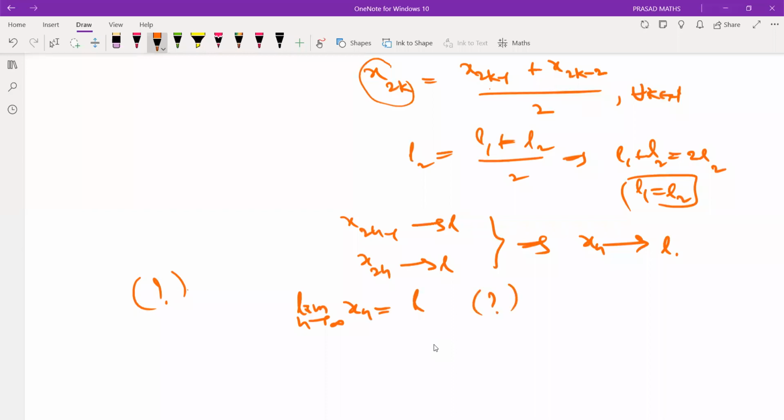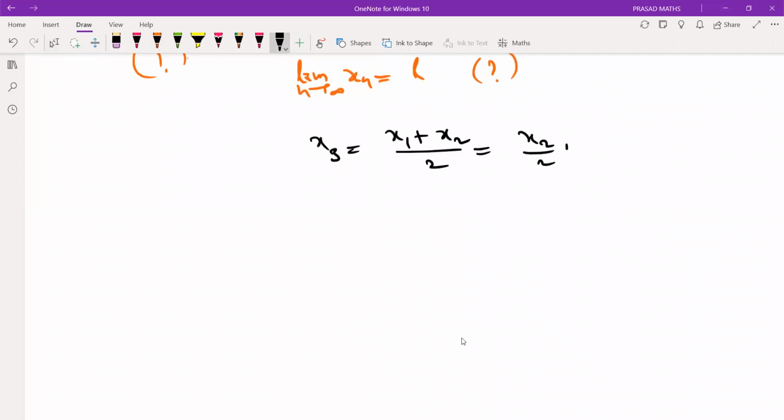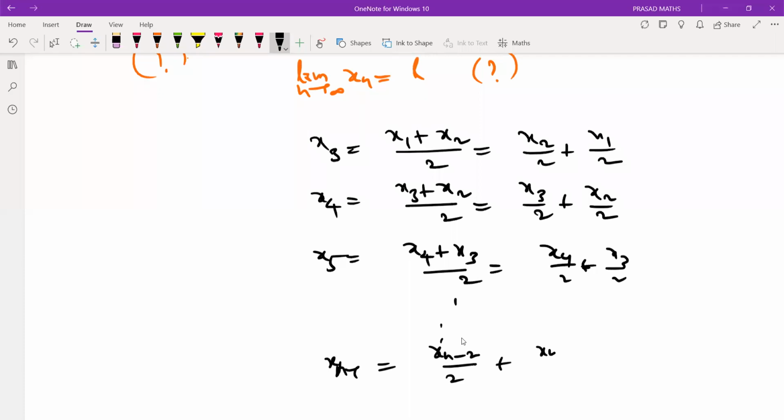What is my L? This can be done in many ways, but the simplest way is the adding technique. x3 is nothing but x1 plus x2 by 2, that is x2/2 plus x1/2. x4 is x3 plus x2 by 2, that is x3/2 plus x2/2. x5 is x4 plus x3 by 2, that is x4/2 plus x3/2. And so on, xn is xn-1/2 plus xn-2/2.